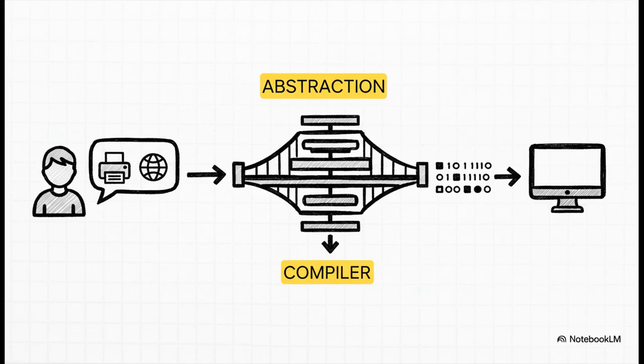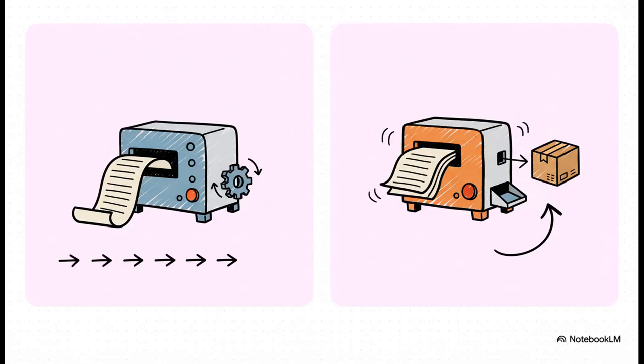Then a special program, a compiler or an interpreter, does the hard work of translating that simple command into the thousands of ones and zeros the computer actually understands. And different languages do this translation in different ways. You've got interpreted languages like Python, which basically translate your code on the fly, one line at a time as it's running. Then you've got compiled languages like C, which do all the translation work up front. They create one big file that the CPU can run directly, which is usually way faster.